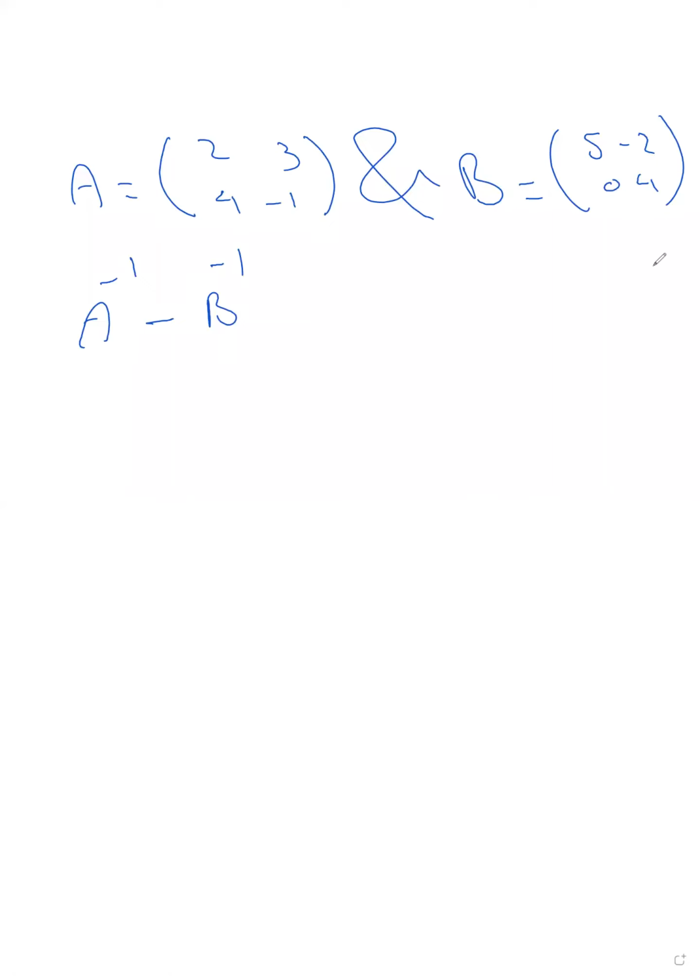So, a power of negative 1. Let's find A power of negative 1. First, the determinant of A is 2 times negative 1 minus 3 times 4, which is negative 2 minus 12, equals negative 14.